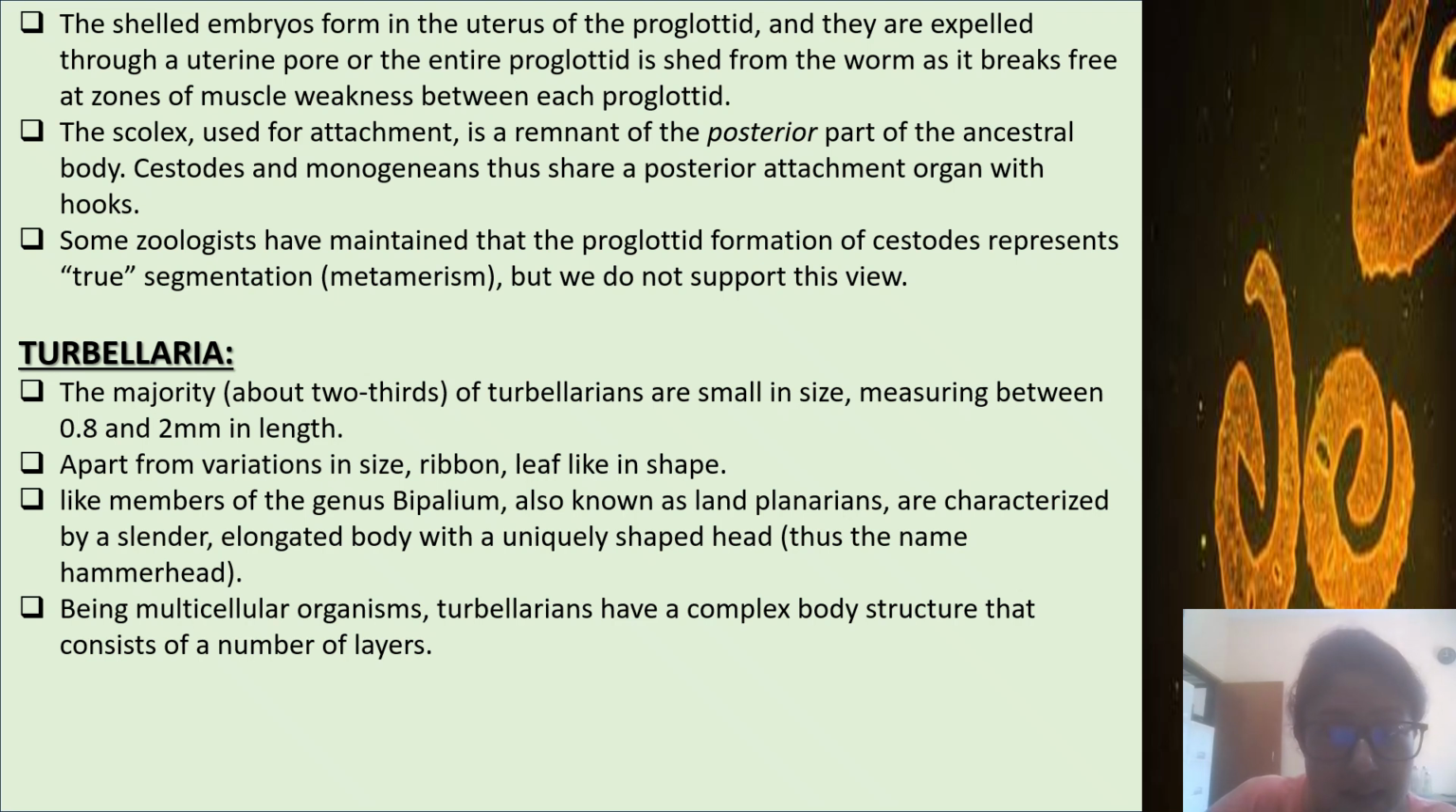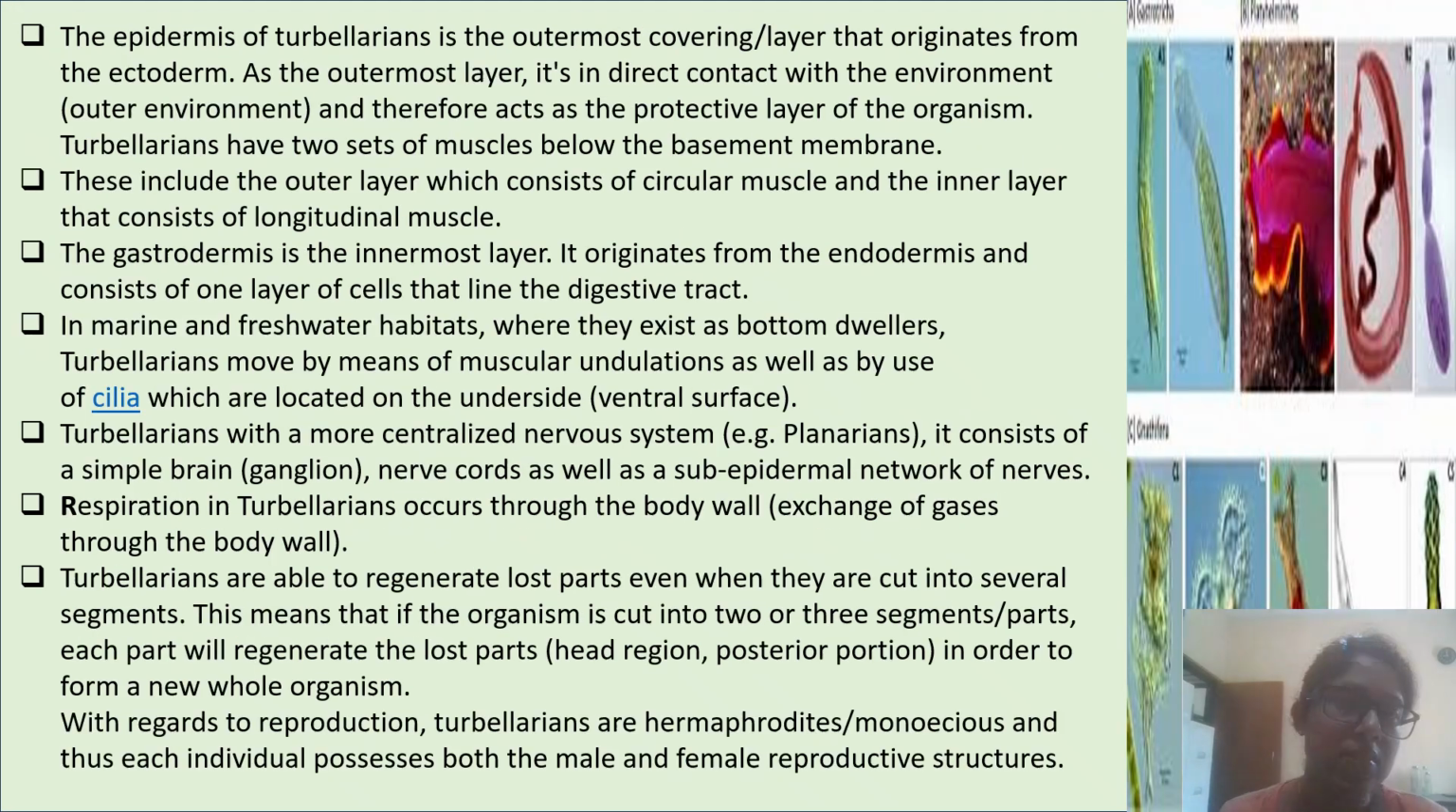Planarians are a genus of the class Turbellaria. Next, being multicellular organisms, turbellarians have a complex body structure that consists of a number of layers. The epidermis of turbellarians is the outermost covering or layer that originates from the ectoderm. As the outermost layer, it is in direct contact with the outer environment and therefore acts as the protective layer of the organism.